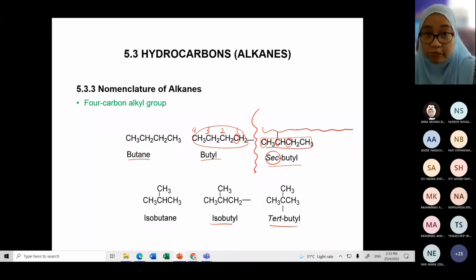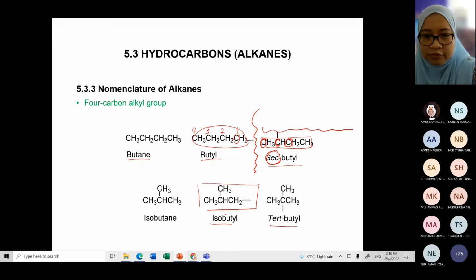This carbon is attached to this one and this one. Ignore the parent, of course it is the parent. Just focus on this carbon. The degree of this carbon is secondary because, in the substituent itself, it is attached to 2 other carbons. Therefore, it is called sec-butyl.